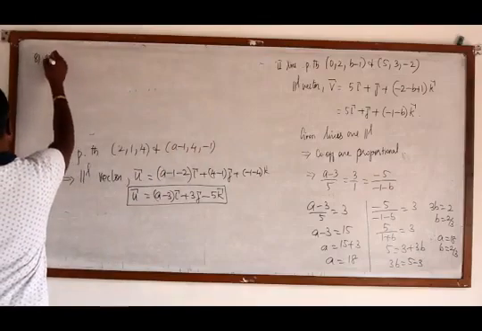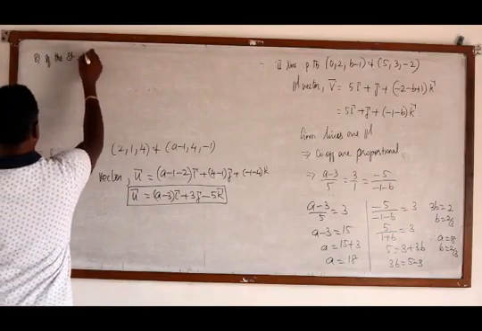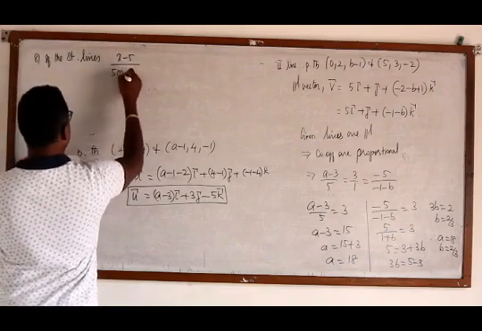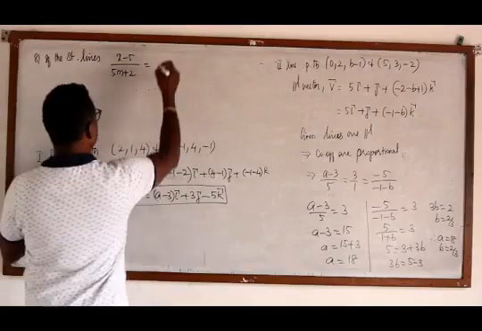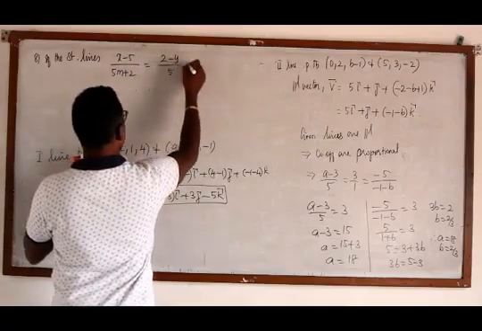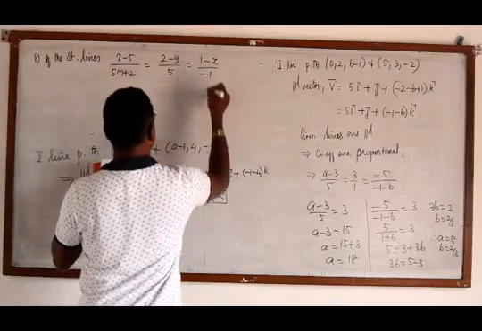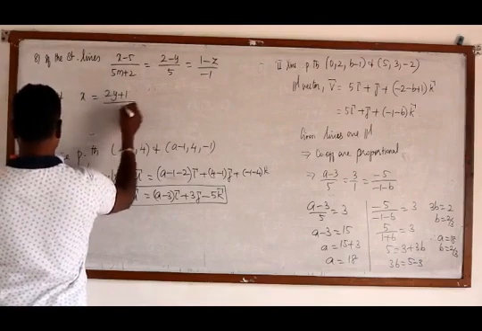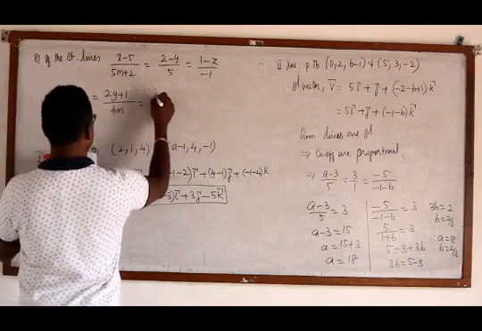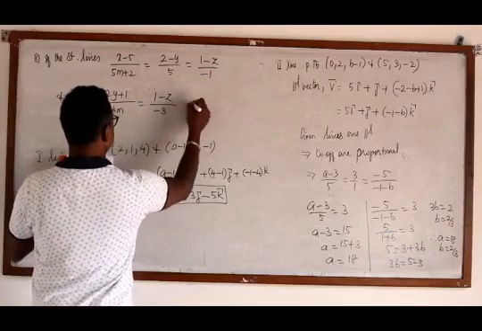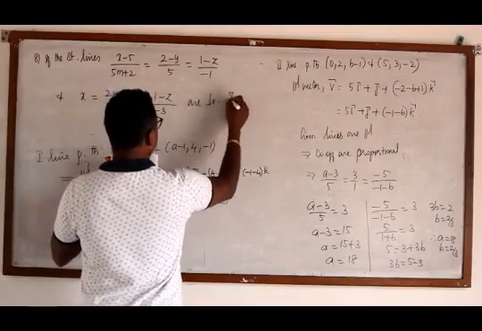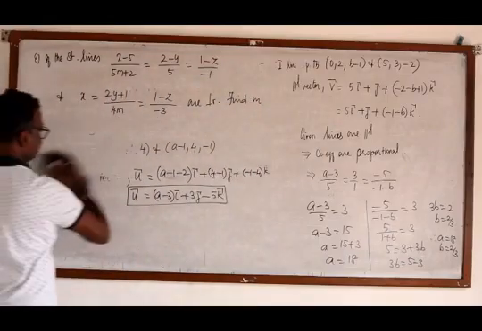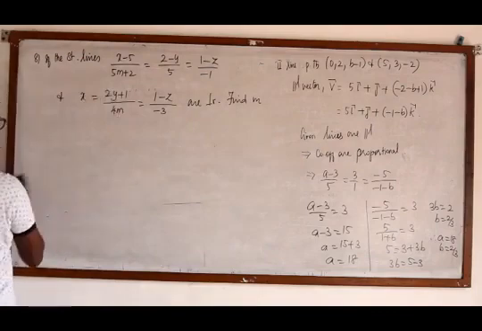Eighth part. If the straight lines (x minus 5) by (5m plus 2) equal to (y minus 2) by minus 5 equal to (1 minus z) by minus 1 and x equal to (2y plus 1) by 4m equal to (1 minus z) by minus 2 are perpendicular, find m. Just identify the vectors clearly. Then the problem is very simple.